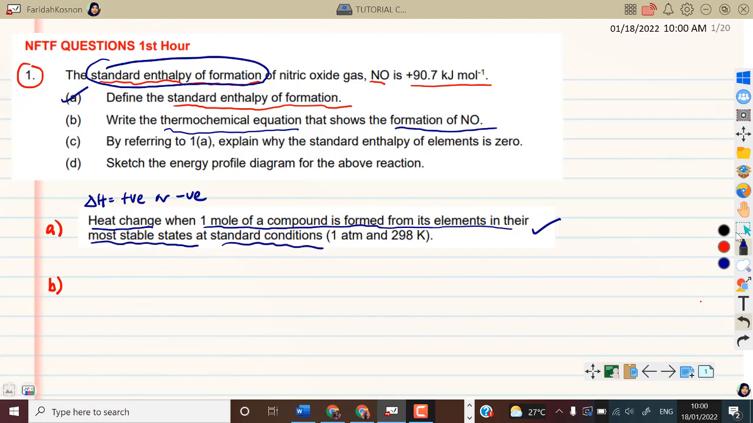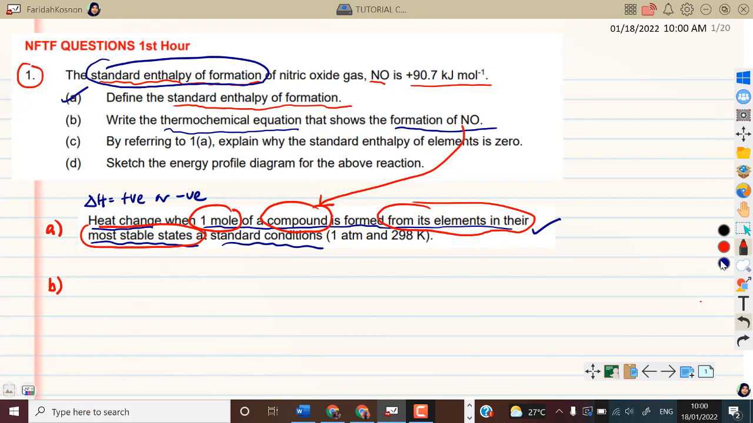Jadi, kalau kat sini, kita nampak ada perkataan one mole, compound. So, siapakah compound yang kita nak tunjukkan dia punya formation tu? In this case, we are going to show the formation of one mole of nitric oxide from its elements, dari element yang paling stabil, in their most stable state, pada 1 atm and 25 degrees Celsius. So, please check your answer.